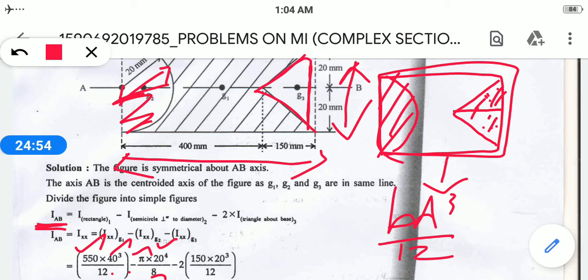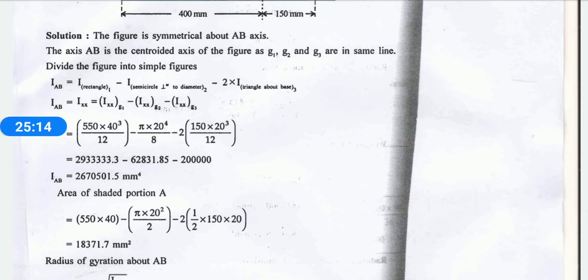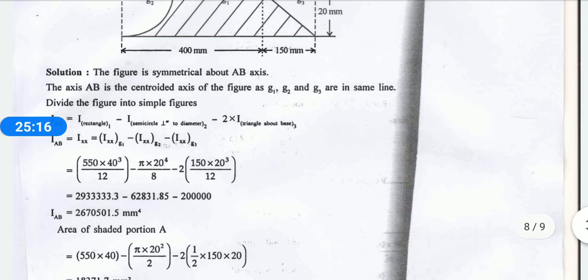This triangular area is divided into two parts. So we are taking 2 into, 150 is your height, 20 is your breadth. So bd cube divided by 12. Got it? When you do this, you will get the value for your I of xx directly.